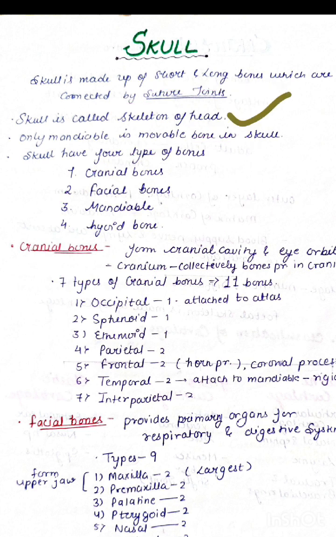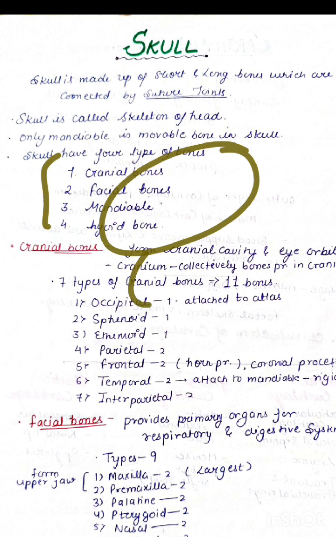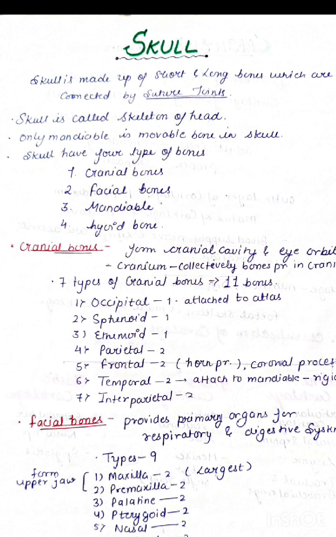The skull is called the skeleton of the head because it provides the basic structure and basis to the head. Only the mandible is the movable bone in the skull, as the skull is divided into four parts: cranial, facial, mandible and hyoid. So only the mandible is the movable part. This is the mandible part, which contains the lower jaw. It is the only movable part in the head of the animal.